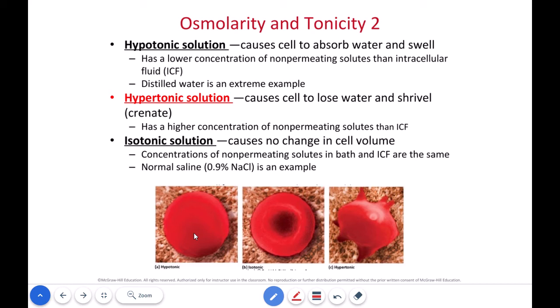And if you have exactly the same osmolarity as the inside of the cell, then the cells won't swell up, they won't shrivel up, they'll just stay the same size. And for saline solutions, this is worth committing to memory because it's the most common solution. A 0.9% sodium chloride solution is the concentration that's isotonic with the human body.